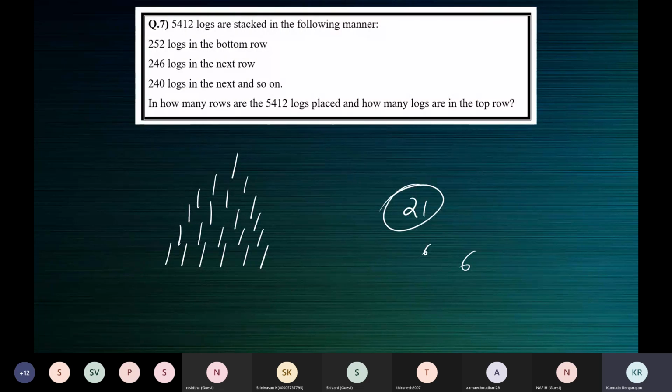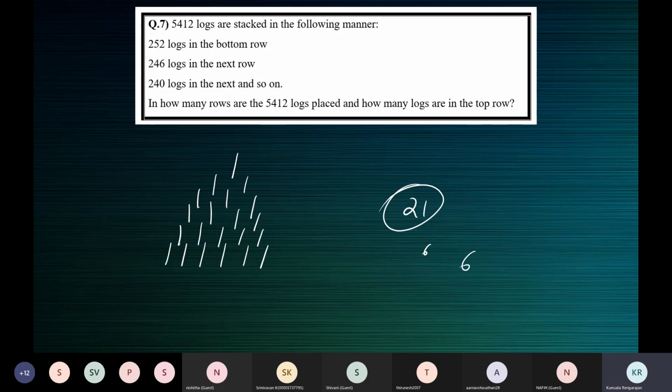There are 5,412 logs lying. We need to stack them. So you start with 252 logs in the bottom row. Above that, you place 246 logs. Above that, 240 logs. You go on like that. How long will you keep doing this work? Till you've stacked all the 5,412 logs.